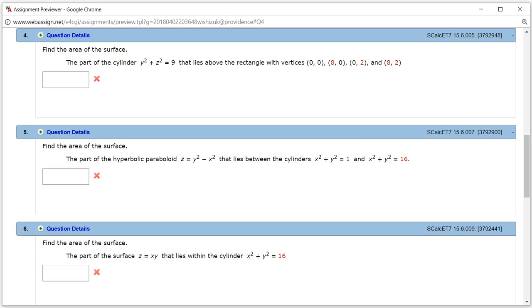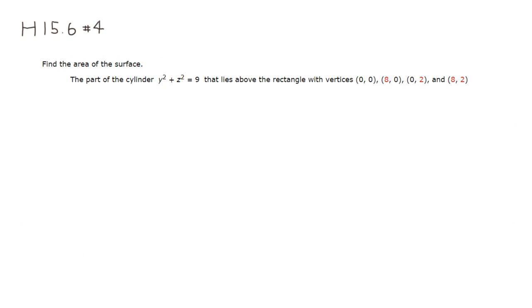Alright, let's look at homework 15.6, problem number 4. We have part of a cylinder that lies inside the rectangle (0,0), (8,0), (0,2), (8,2). First I'm going to solve this equation for z.